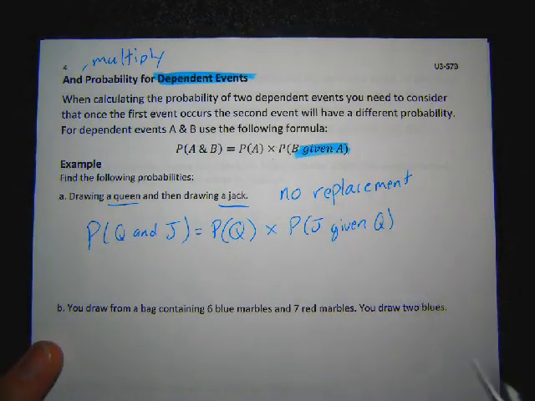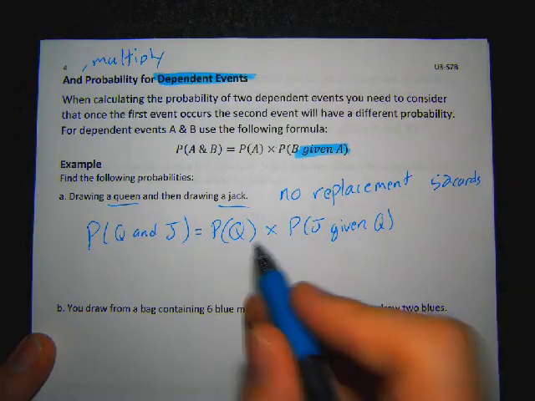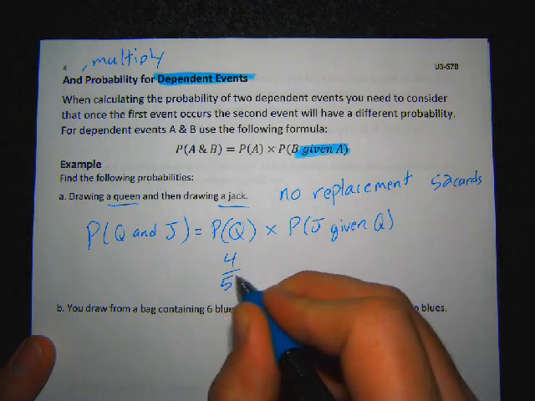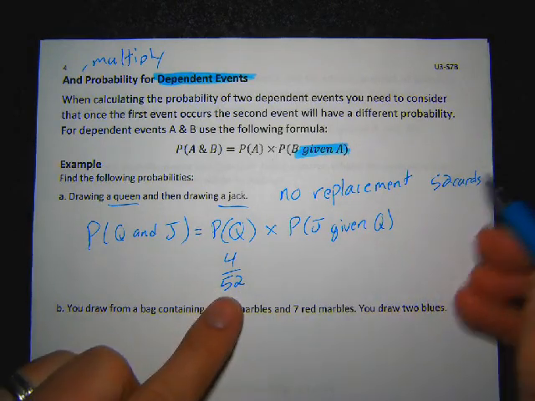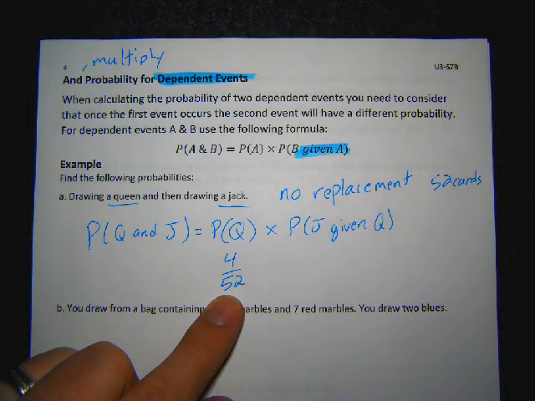Okay, remember a standard deck, 52 cards. There are 4 queens in that deck. So first off, I have 4 out of 52 as my chances. At the very beginning, I haven't taken anything out yet, so I'm looking for that first queen. There's 4 out of 52 chances.